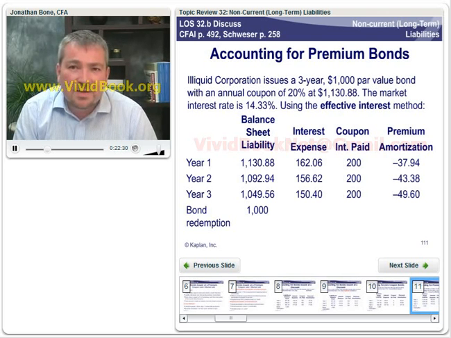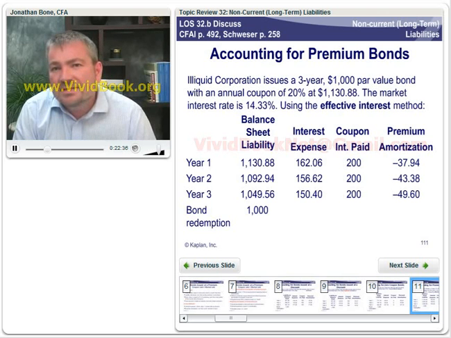Notice this time it's way lower than the coupon. In fact, 37.94 is the amortization of the premium. This has reduced the interest expense in the income statement, and it reduces the liability in our balance sheet. So at the end of year 1, beginning of year 2, our liability is now 1,092.94. 14.33% of that, 156.62. Again, it's lower than the coupon paid, the difference being the amortization, 43.38.